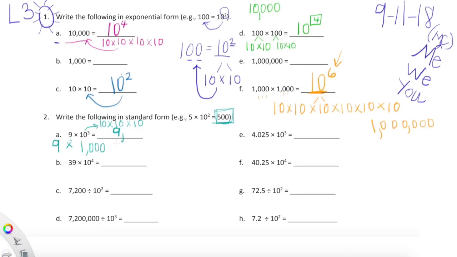Very good. But this is not 9 times 1. This is 9 times 1,000, or 9 copies of 1,000. If we were to copy 1,000 9 times, what would we have? We would have 9,000 copies. Holy moly, that's a lot of copies.